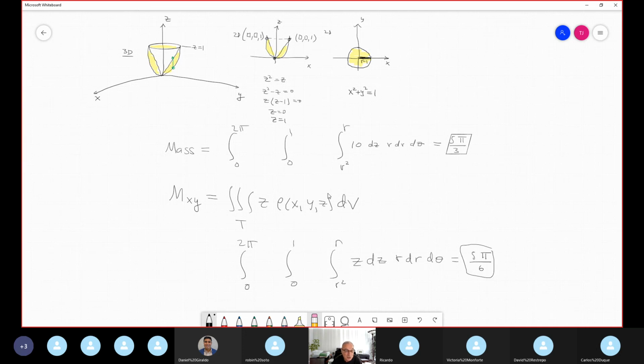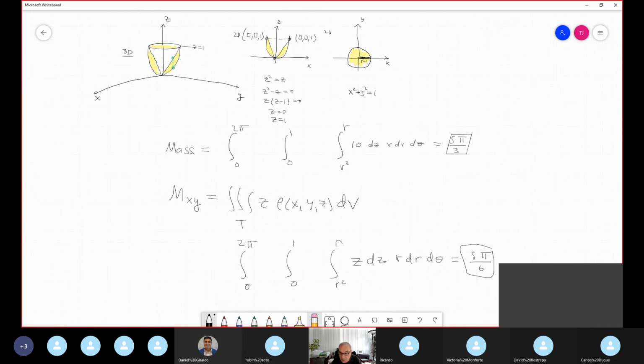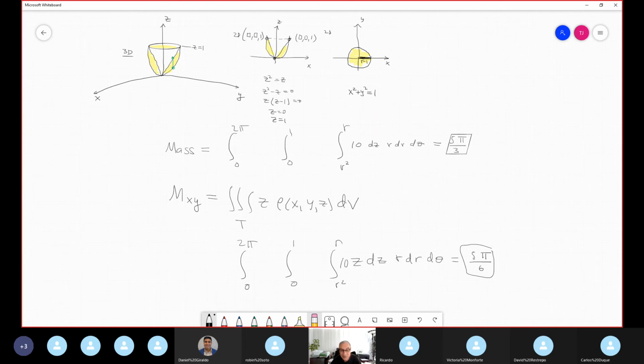Okay, now I know the symmetry. Okay, the center of mass. So I don't need to compute the other momentum. It's 10z. Sorry, I forgot here 10. Very well.